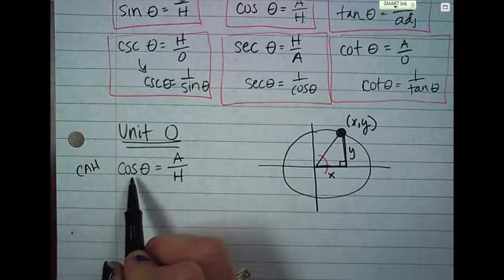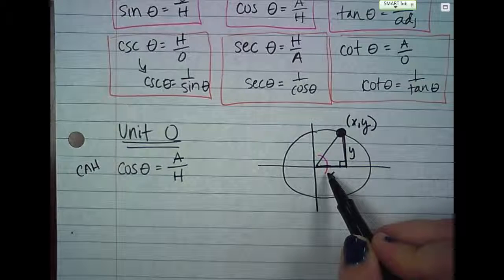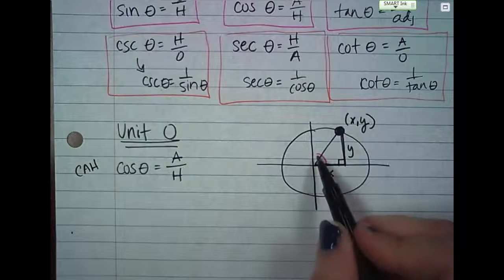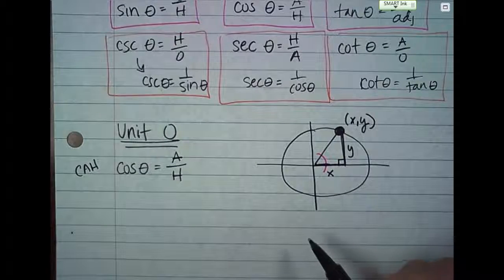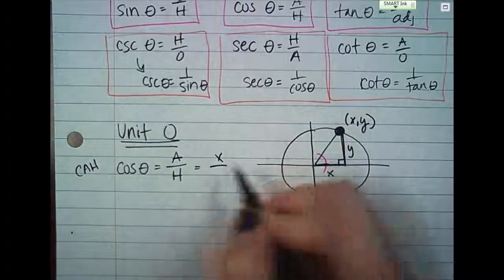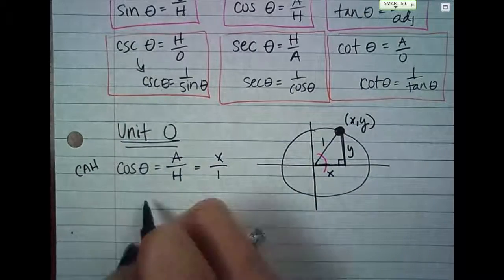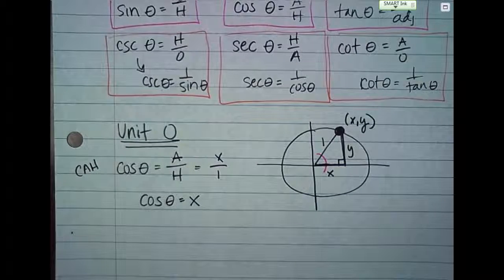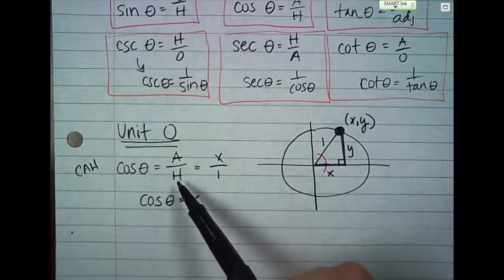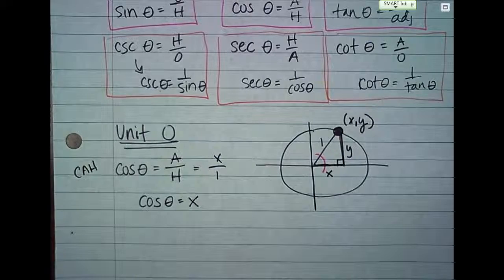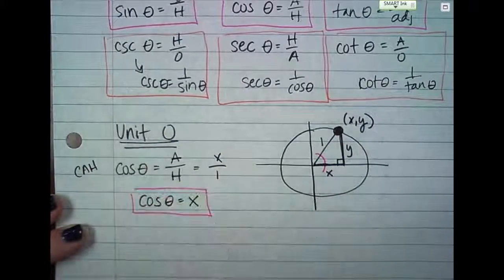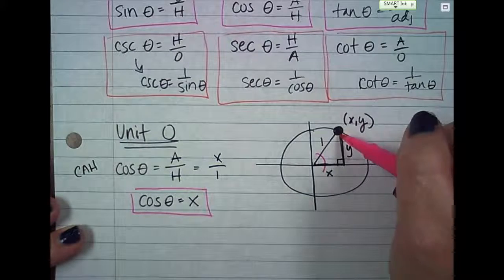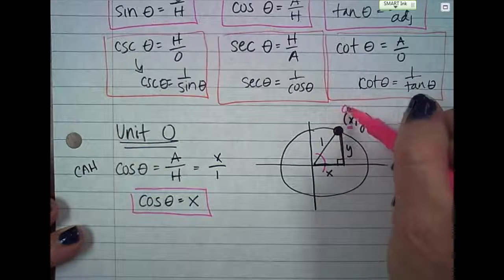So for cosine, the adjacent of this pink angle is X or Y. Which one is adjacent to this angle? X. Right next to X. Which means I want X over my hypotenuse, and hypotenuse is 1. So that's why we know that cosine of theta is just X divided by 1, or X. Isn't that cool? It's because you're dividing by 1. So adjacent over hypotenuse, X divided by 1 is just X. So cosine on the unit circle is X. So when you get to this point, guess what? Whatever this is cosine.